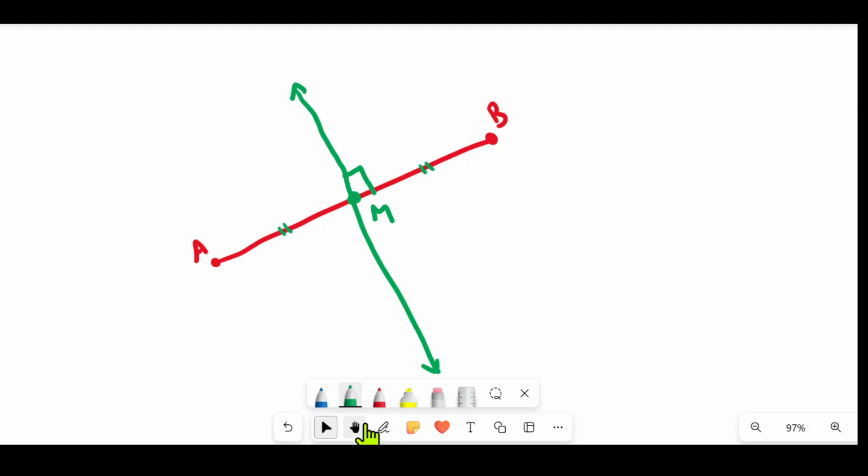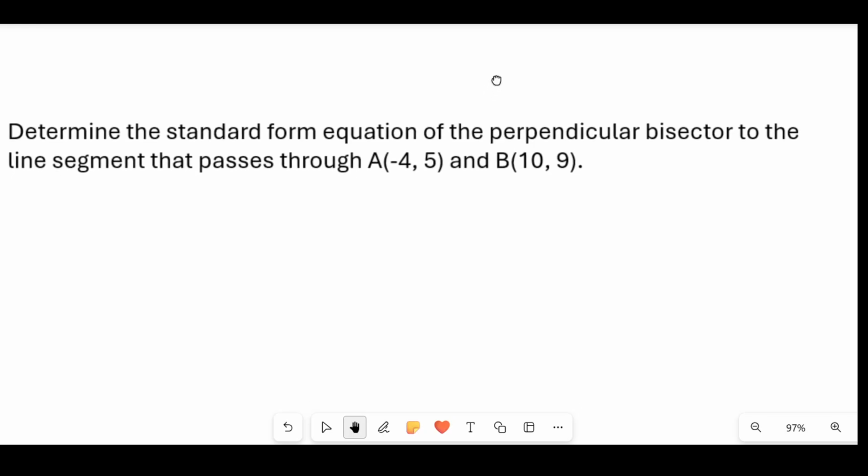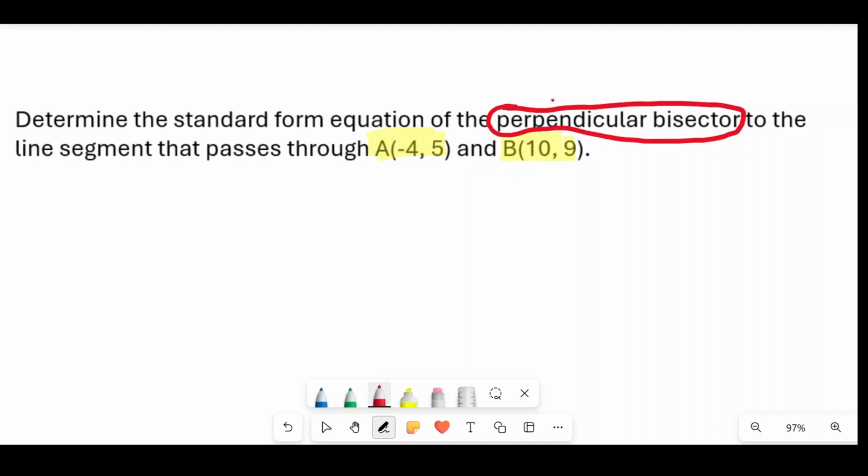So let's look at a question in which we find the equation algebraically. Here's the question we're going to work on. Determine the standard form equation of the perpendicular bisector to the line segment that passes through these points, point A and point B. So again, we need to know when we read this what a perpendicular bisector is. And even at its most foundational level, a perpendicular bisector is a line.